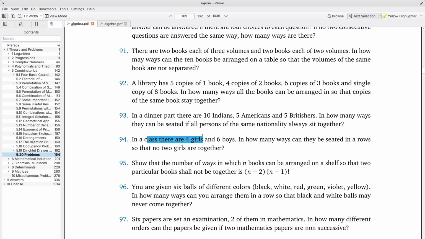In a class, there are 4 girls and 6 boys. In how many ways can they be seated in a row so that no 2 girls sit together?